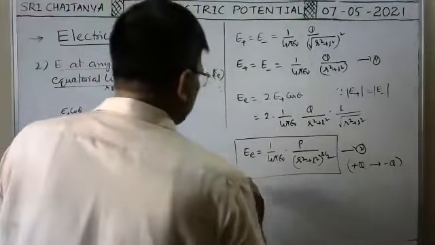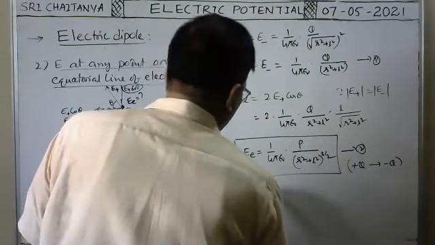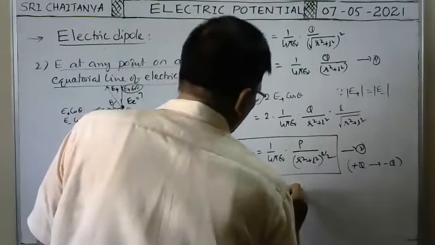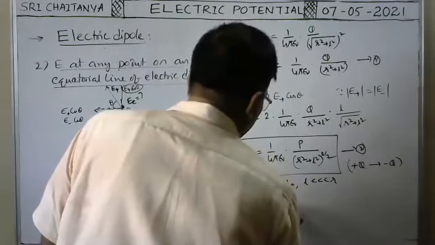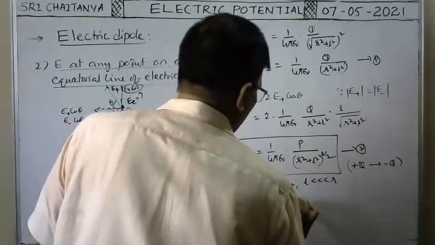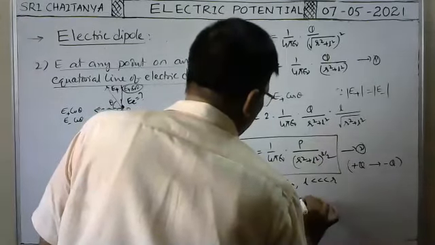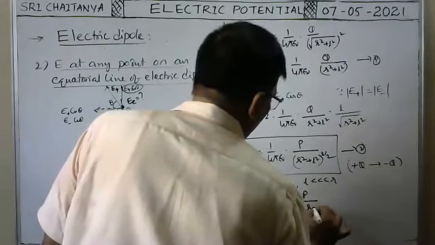If the dipole is short, then L is far less than r. Then E is equal to, neglecting this here, 1 by 4 pi epsilon naught into P by r cube.